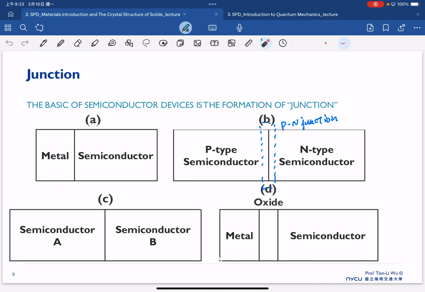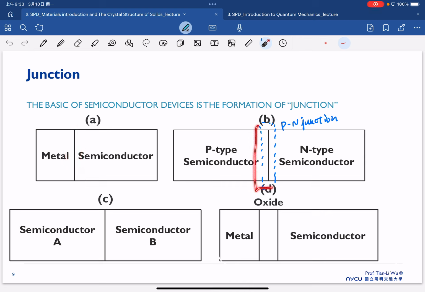Okay, so last week we mentioned that when we talk about semiconductor devices, a critical part is the formation of the junction. So we have 4 types of different junctions that we will mainly focus on in these classes. These 4 types of junctions already include every case that you will face in semiconductor devices. The first one is the metal semiconductor. When we talk about metal semiconductor, the most important part is to understand the transport and the physics between the metal and semiconductor junction.